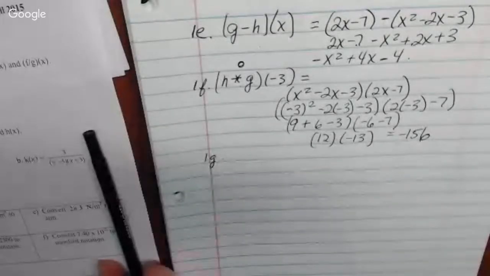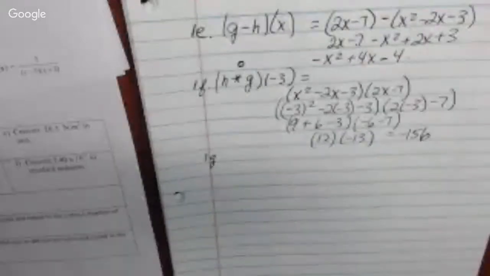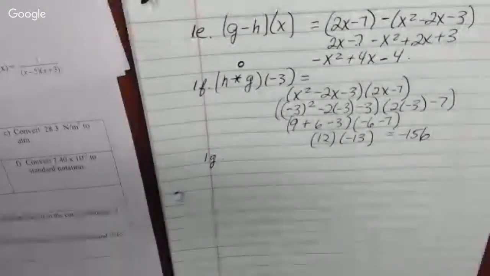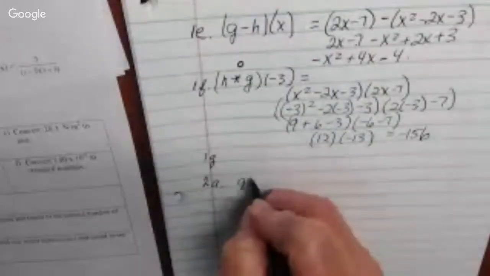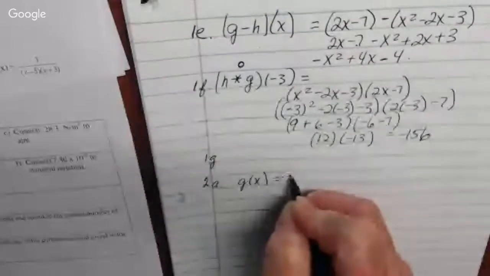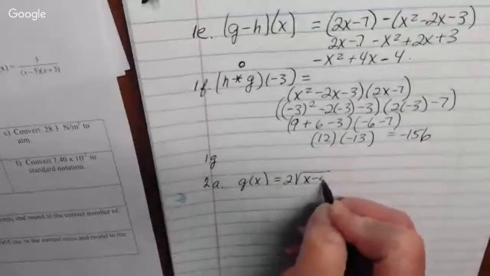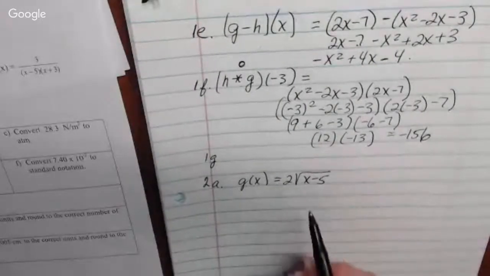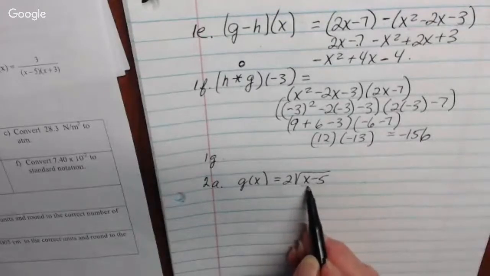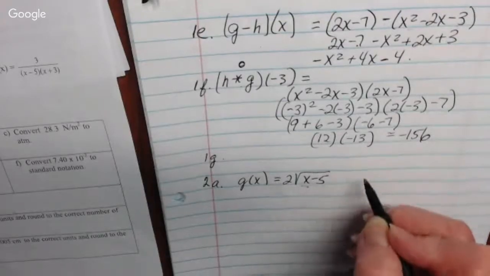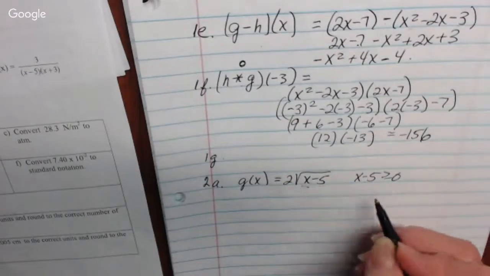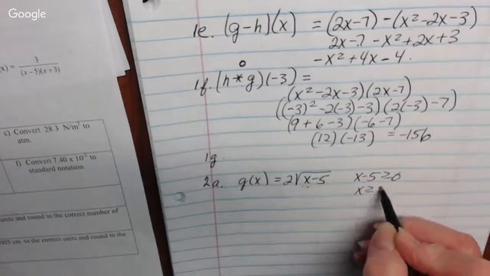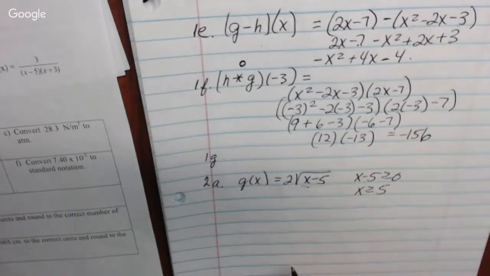All right. So the next thing is to state the domain of the following functions. Express your answer using interval notation. So this is 2a. We have g of x equals 2 times the square root of x minus 5. Remember, we're just concerned about the square root can't be negative. So we're going to say it has to be greater than or equal to 0. Add the 5 to both sides and say it's greater than or equal to 5.